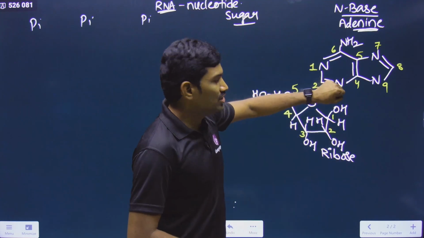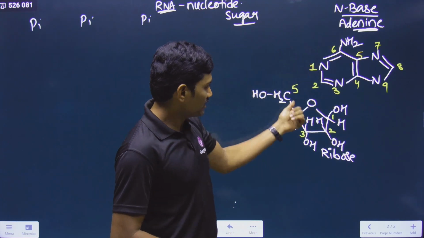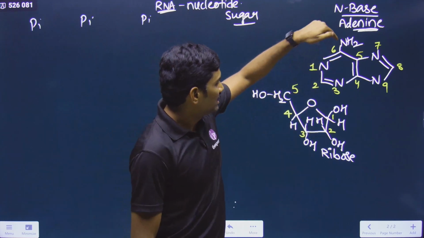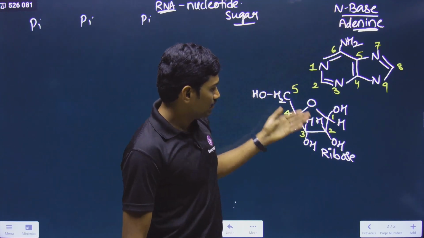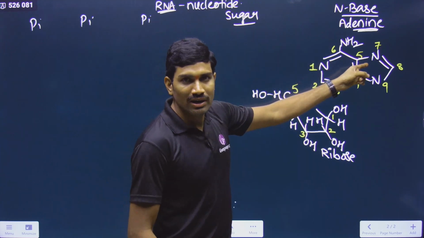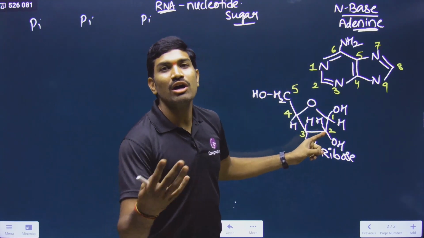Once you combine these two, what happens? Nitrogenous base plus sugar, what is formed? Nucleoside is formed. If this is adenine plus ribose, adenine plus ribose is adenosine. Suppose this is guanine plus ribose, guanosine.